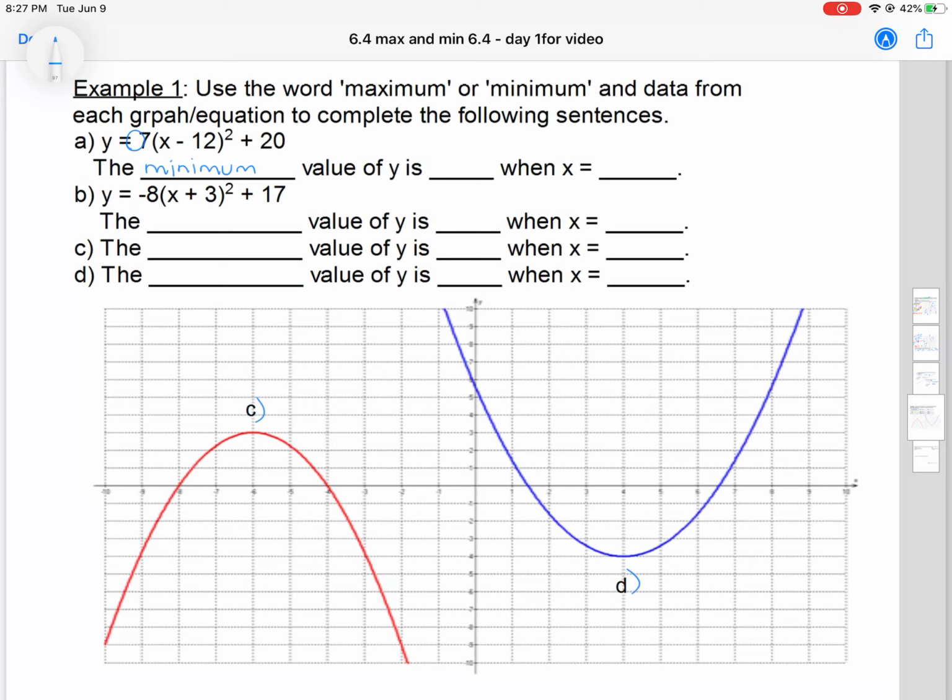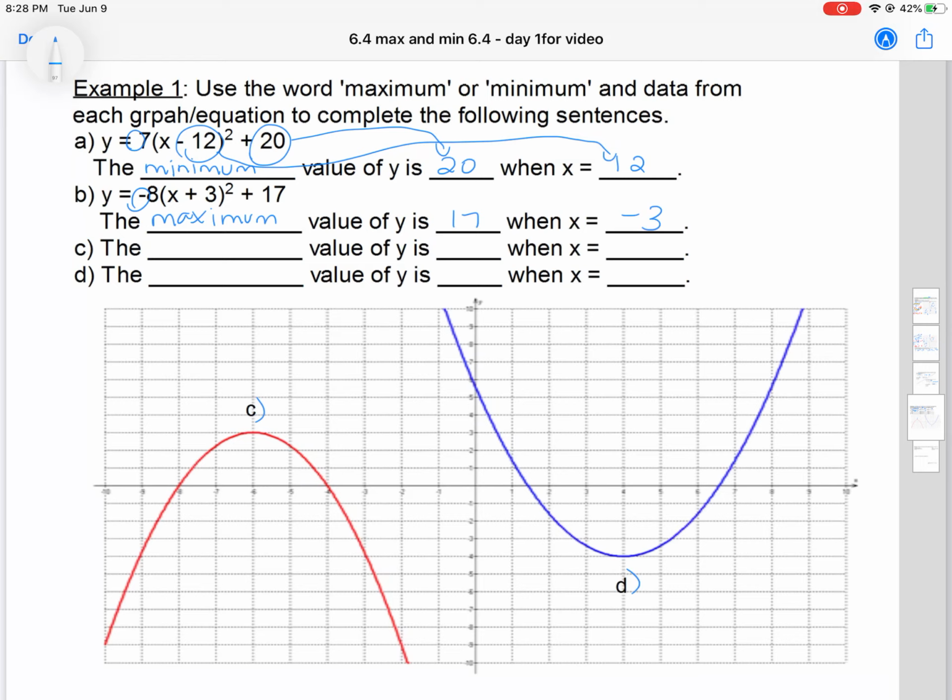And if you just want to write min and max, that's totally fine. So the minimum value of y is 20 when x equals 12. And here we have a negative, so this is going to be a maximum. And this time it's going to be 17. So this value is the y value, and then this value is the x. When x equals -3, but remember the x value is the opposite sign.